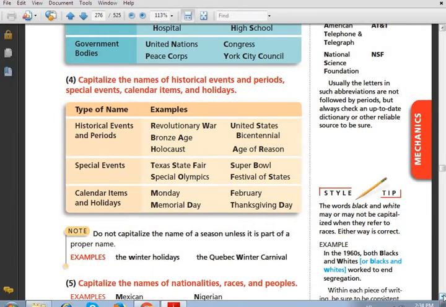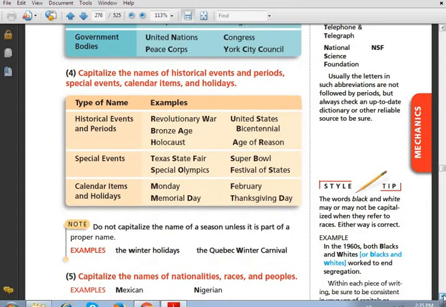The name of a season is usually not capitalized unless it is part of a proper noun. Just like when I say the last day of summer, summer is not part of a proper name. But take care of the other example: The Oak Ridge Winter Carnival. Winter Carnival is part of a proper name. In the first example it wasn't capitalized, but in the second example it has to be capitalized, because it is part of a proper noun.